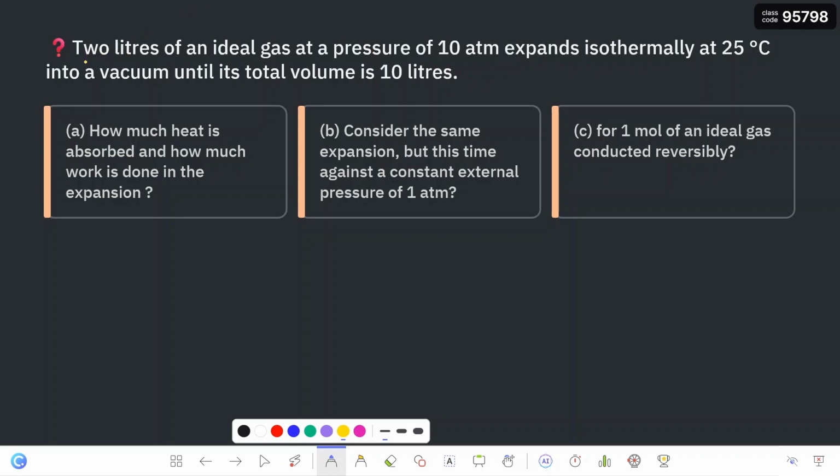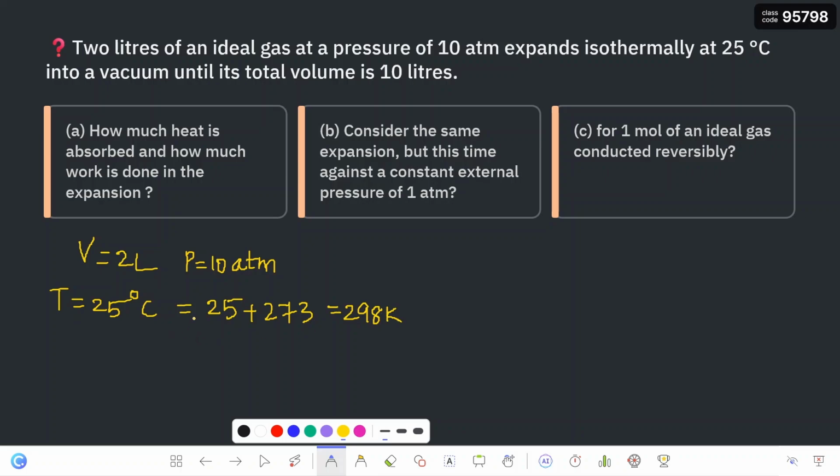So here they have given 2 liters of an ideal gas, so volume is given as 2 liter. Then at a pressure of 10 atmosphere, pressure is given as 10 atmosphere. Then it expands isothermally, so temperature is constant at 25 degrees Celsius. Usually we do the calculations in the Kelvin scale, so we can convert it into Kelvin. If you want to convert degree Celsius to Kelvin, you have to add 273. So 25 plus 273 gives 298 Kelvin.